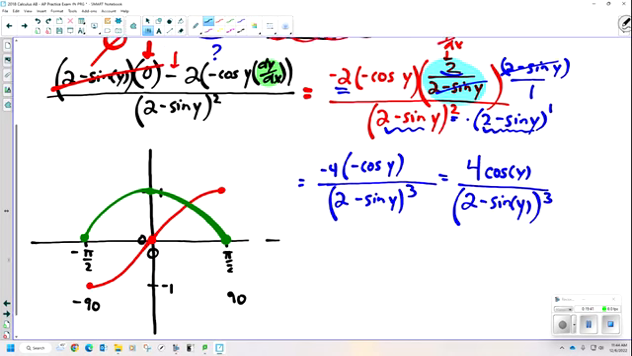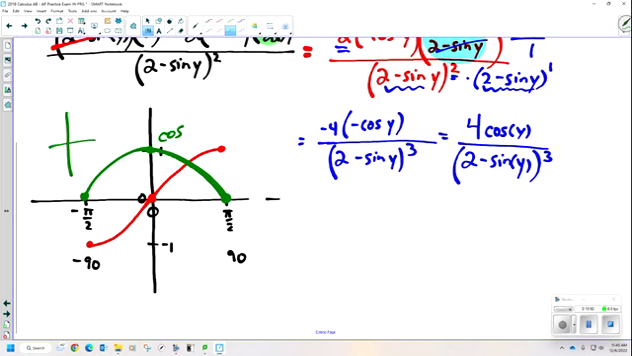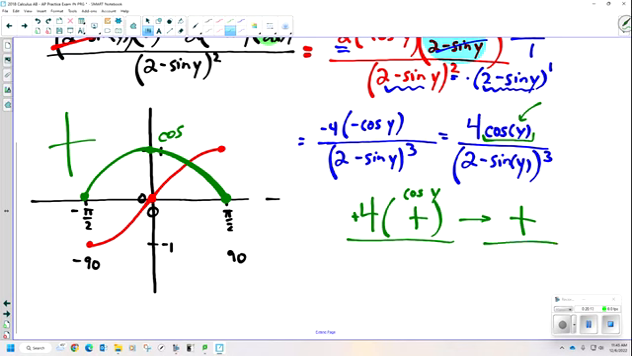Okay, so let's look. First of all, notice that cosine, which is the green one, is always positive. It's always above the x-axis, right? So it doesn't matter what value I put in here, the output will always be positive. So I've got 4 times cosine of y, which will always be positive. So my top will always be positive, because a positive 4 times a positive value will give me a positive result, or a positive numerator.